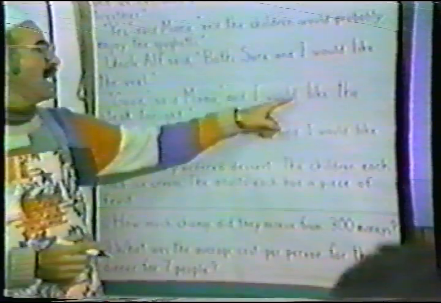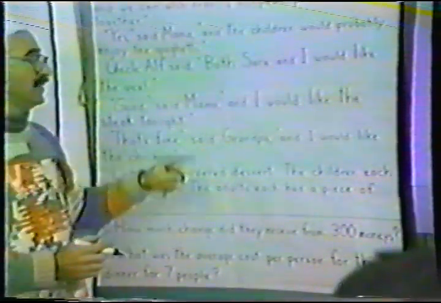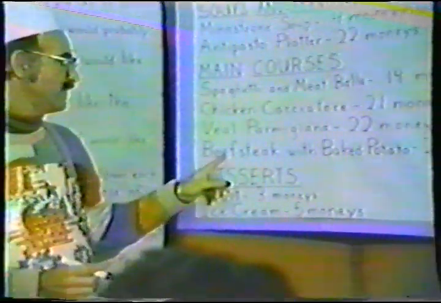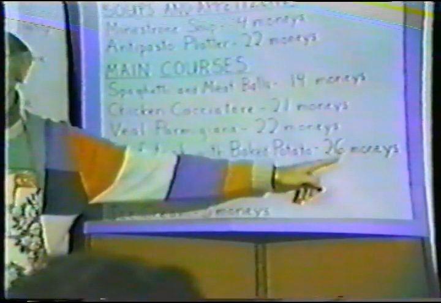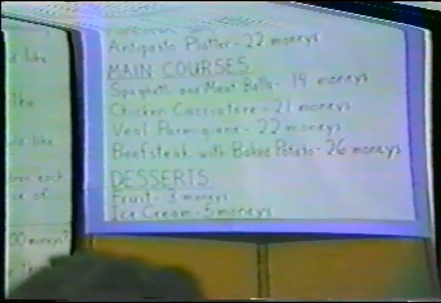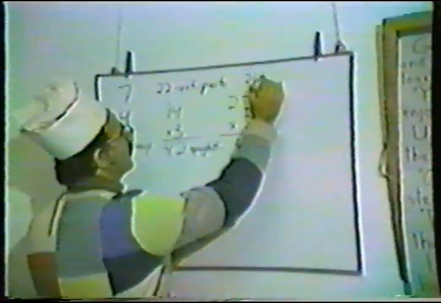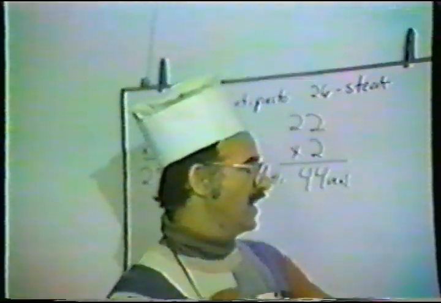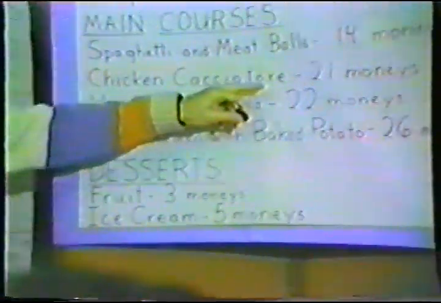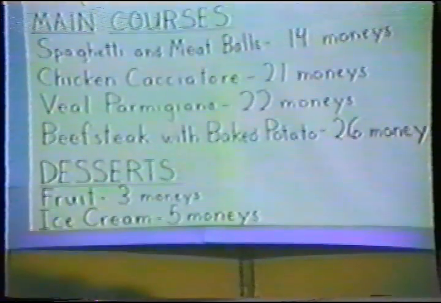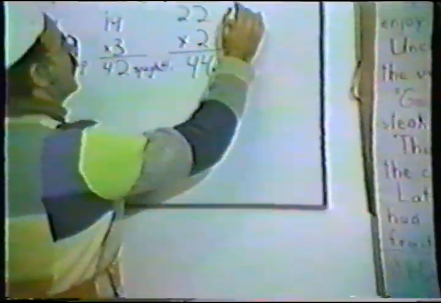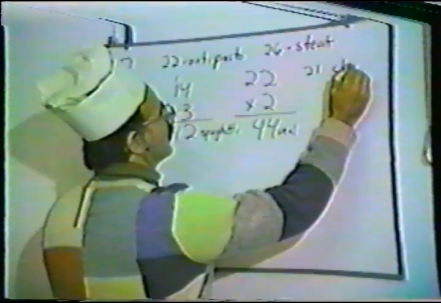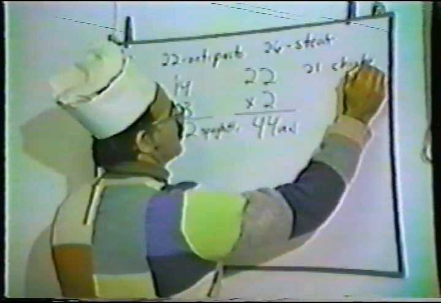Good, said Mama, and I would like the steak tonight. 1 person is having the steak, which costs 26 monies. 26 for steak. That's fine, said Grandpa, and I would like the chicken. Chicken cacciatore, 21 monies. 21 chicken.